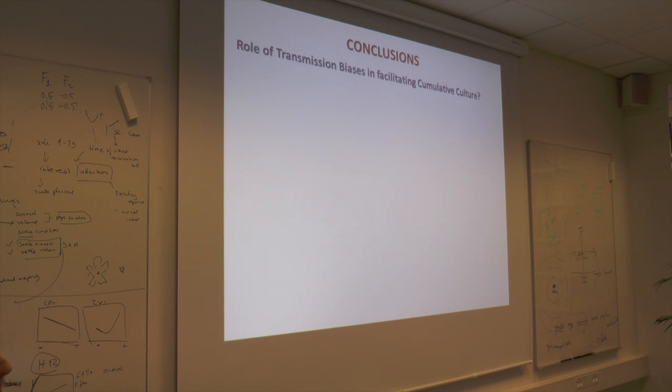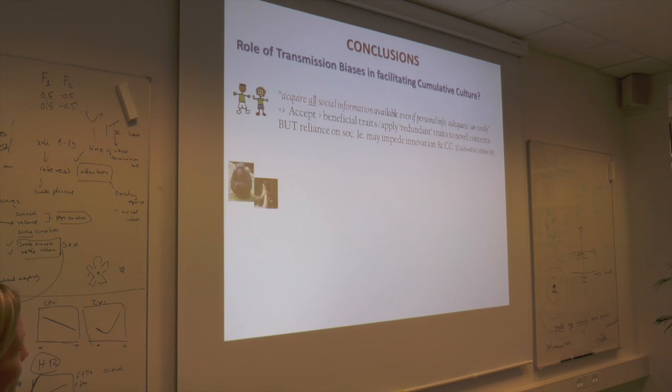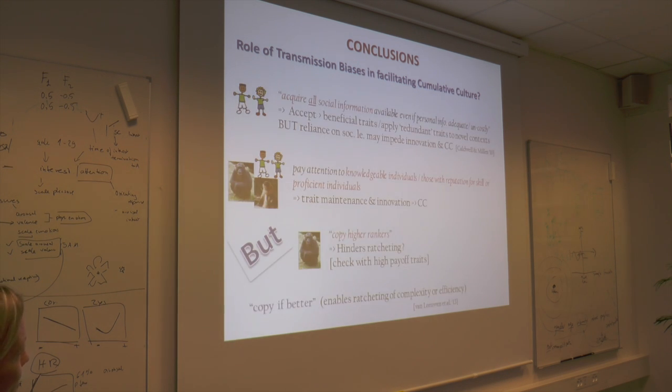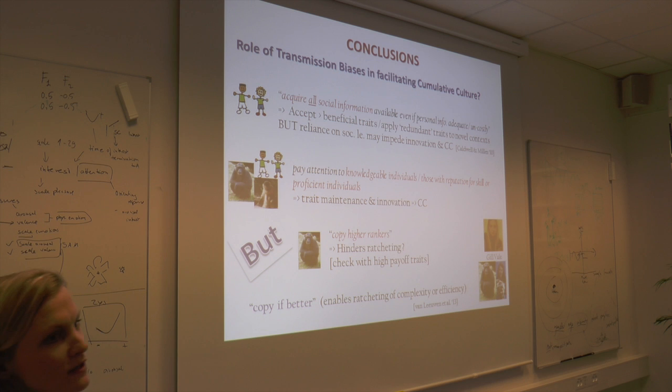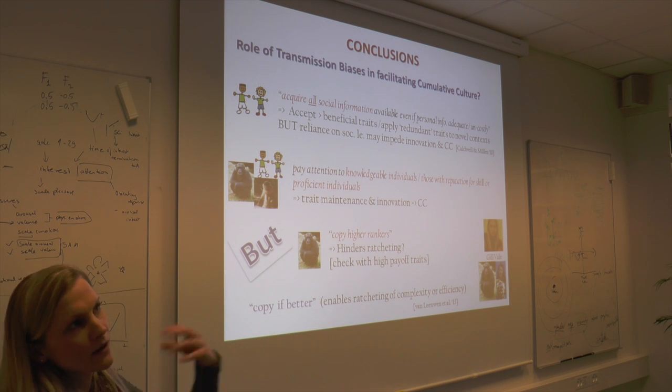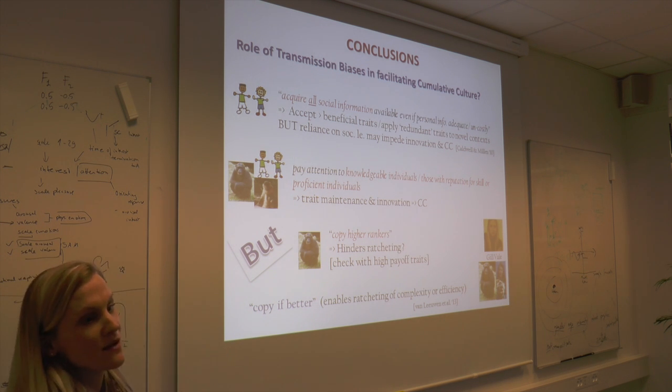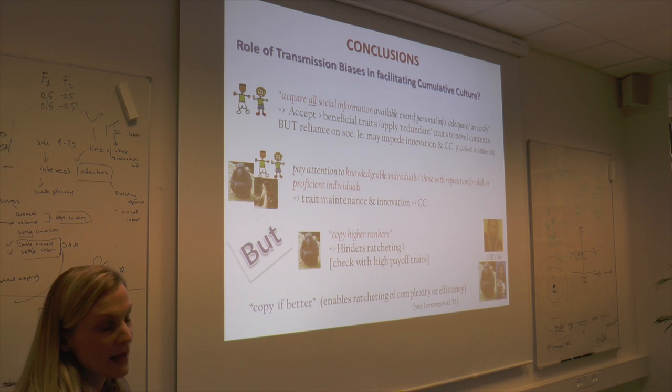I think I've probably chatted for enough time, so I might just leave this up here. Basically, this is just a summary of the findings, but just to highlight that probably the best transmission bias to investigate with regard to cumulative culture is copy if better. So copy another individual if the payoff of their behaviour is better than the payoff of your behaviour.